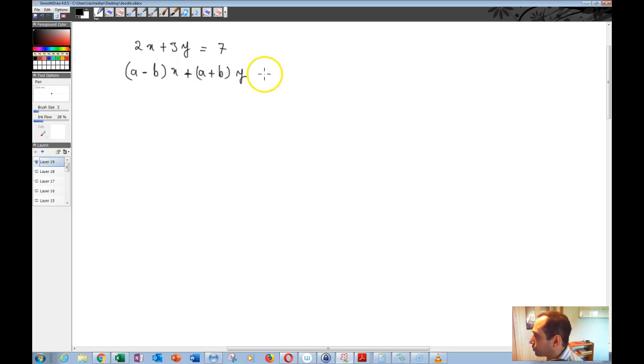You have a pair of linear equations, and that is 2x plus 3y is equal to 7, and you have a minus b times x plus a plus b times y is equal to 3a plus b minus 2. Okay, so that's basically that. Now this is your pair of linear equations.